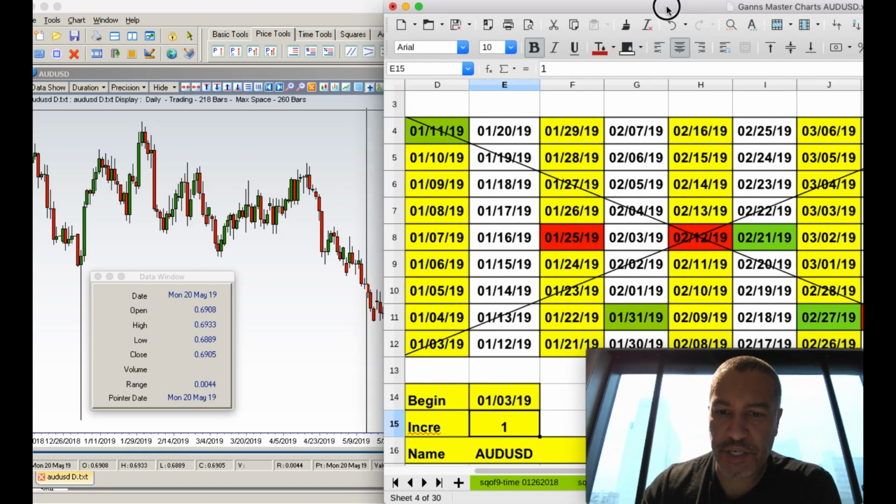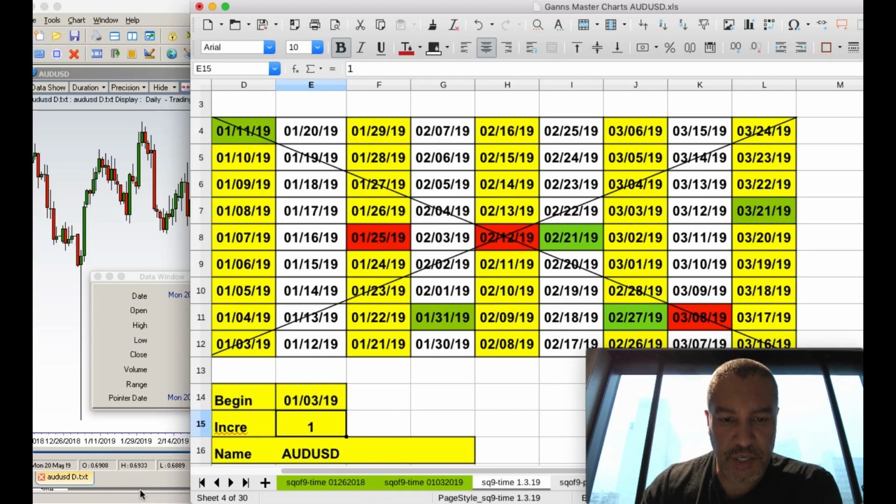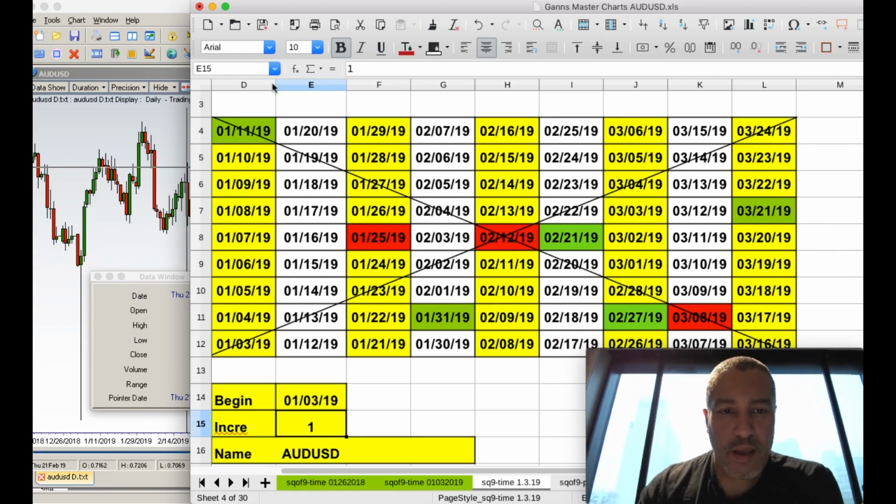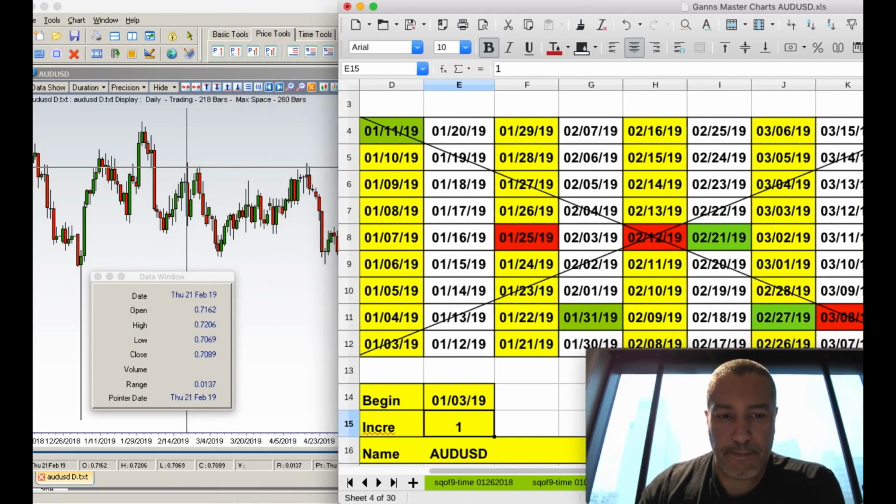Have it on an Excel sheet, and it's pretty much you put your pivot date. So I'm using the January 3rd 2019 crash low on the Aussie dollar. You could use whatever, just make sure it's something important, maybe an all-time low, or if you're trying to go current, maybe the low of the trading range you're in. You get the idea.